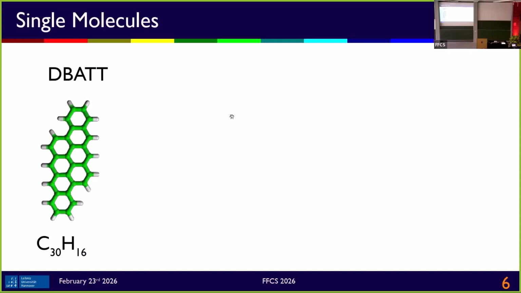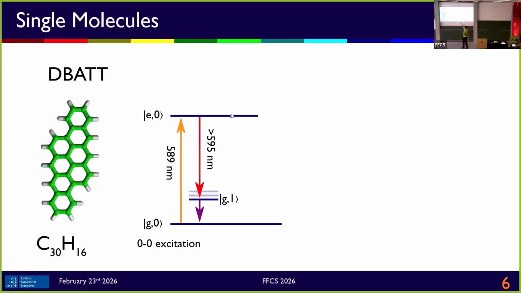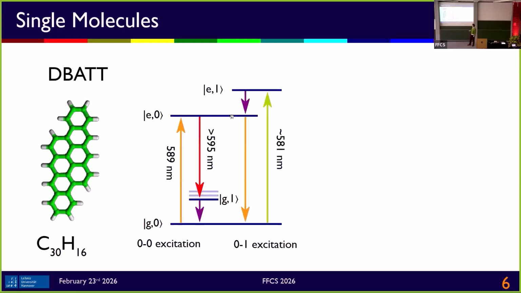So these molecules, like C30H16, we can excite them at 589 nm, and we get some redshifted light out. Or the other option is we excite them at 580. We go into the first electronic and vibrational excited state, and then we get these orange resonant photons out.